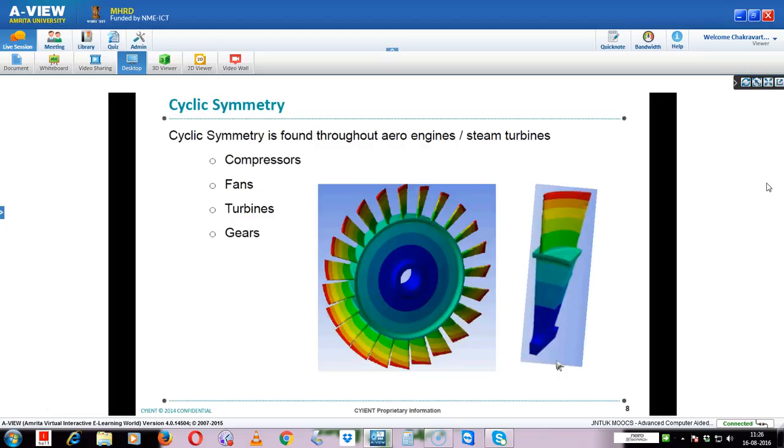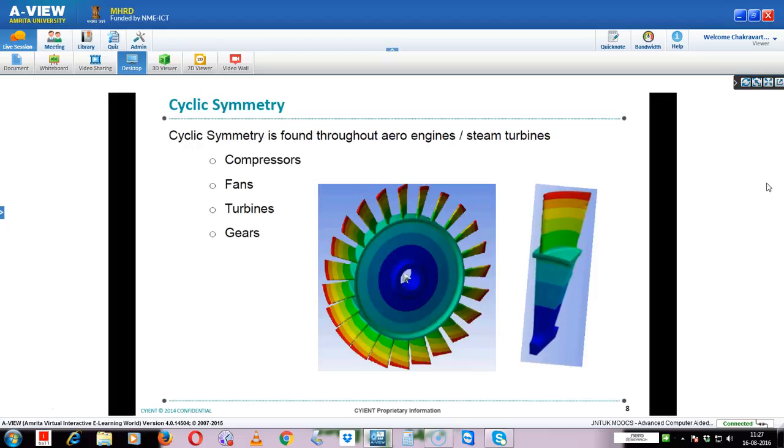So cyclic symmetry is found throughout air engines and steam turbines. Even if you have any other rotating components, this cyclic symmetry usually exists. In air engines or steam turbines, cyclic symmetry exists in compressors, fans, turbines, and gears.